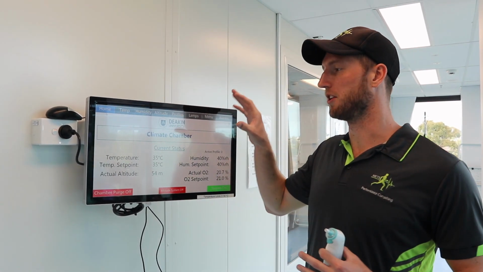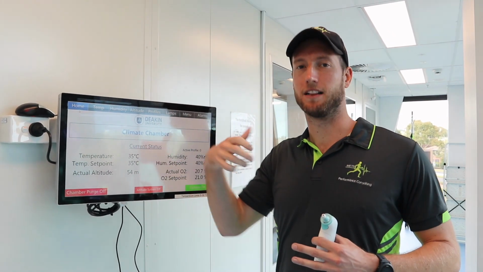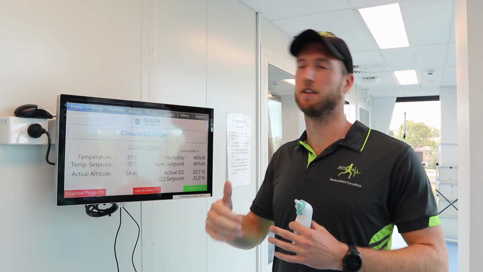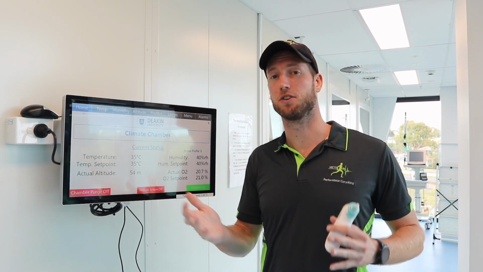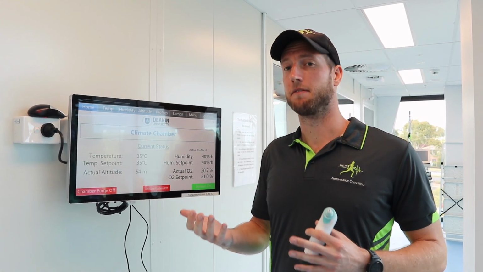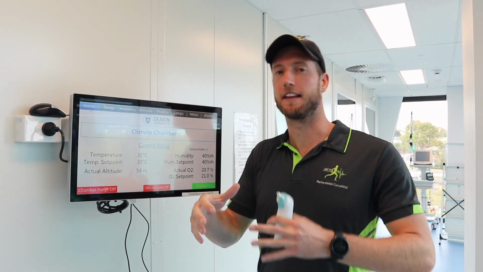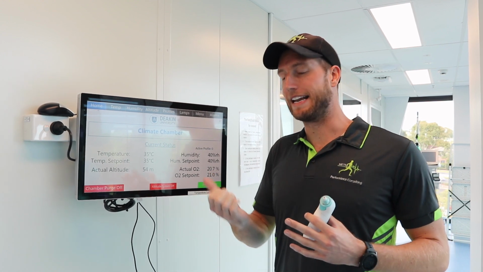A couple of reasons you might want to train in the heat. The major one being for athletes, they want to acclimate to the environment. So let's say you might be racing over in Malaysia where it's hot and humid, if they can't go over for 2 weeks to acclimatise to that environment, you can come and do some training in a heat chamber, simulate that environment, and you're going to get the main chronic adaptations of increased blood plasma volume and an increased sweat rate.